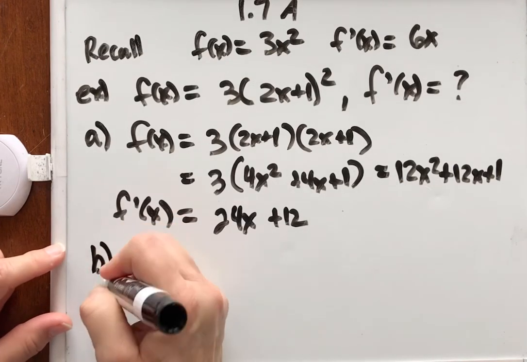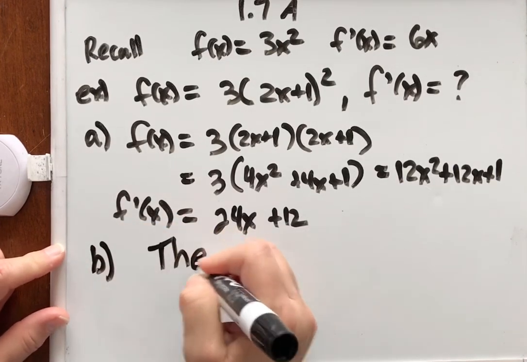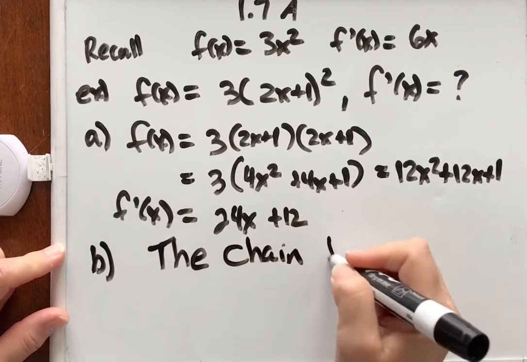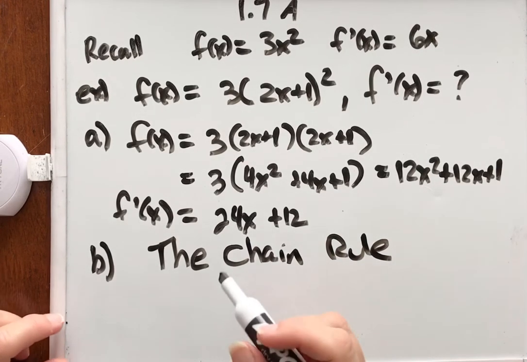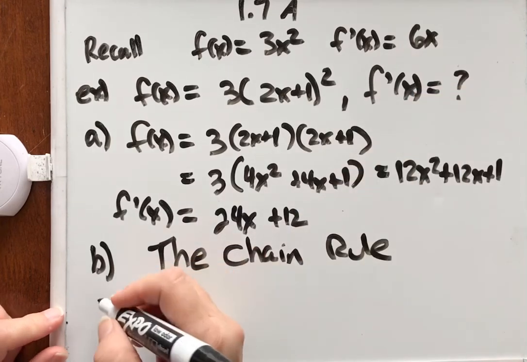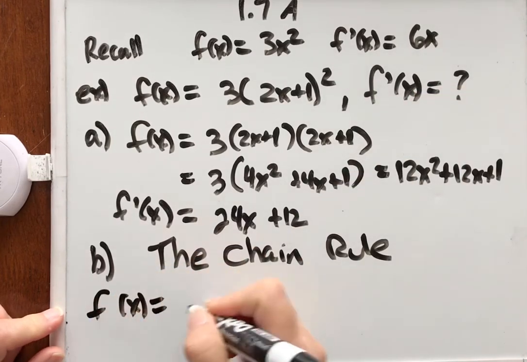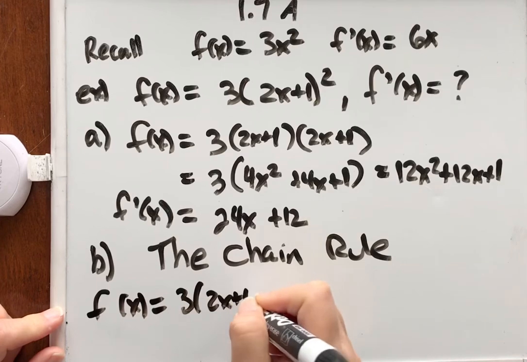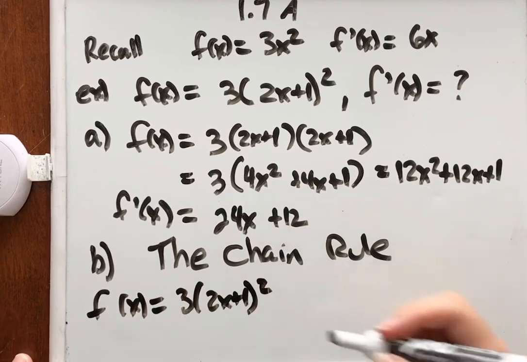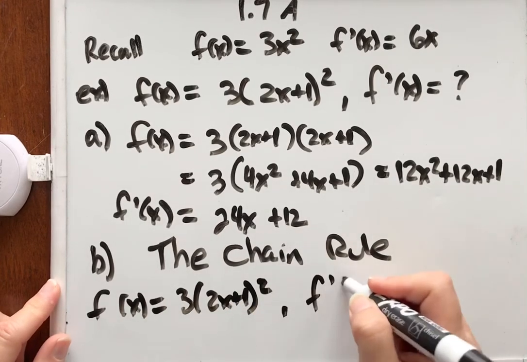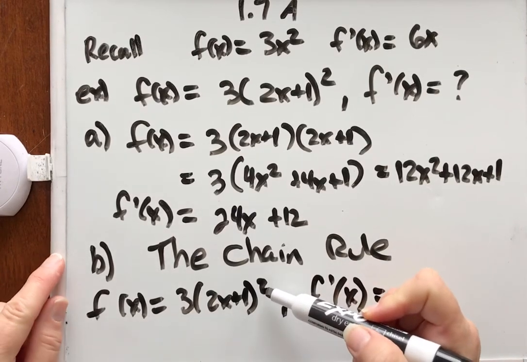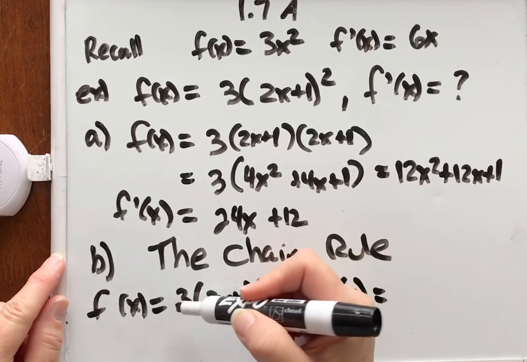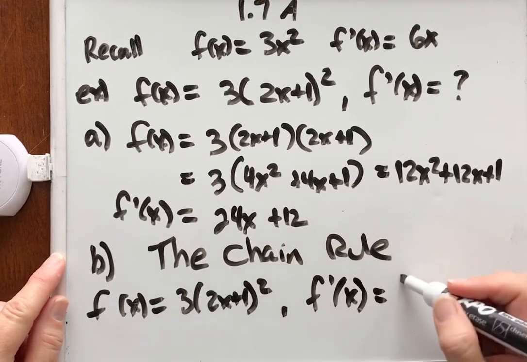And the new way, we're going to use something called the chain rule. And we're going to use this a lot, the chain rule. Okay. So let's look at this. We're starting here. So I'm going to go ahead and rewrite this. F of x equals 3 times (2x plus 1) squared. This is how we apply the chain rule. What we do is we notice we have an exponent here. So we bring the exponent down. 3 times 2 is 6.